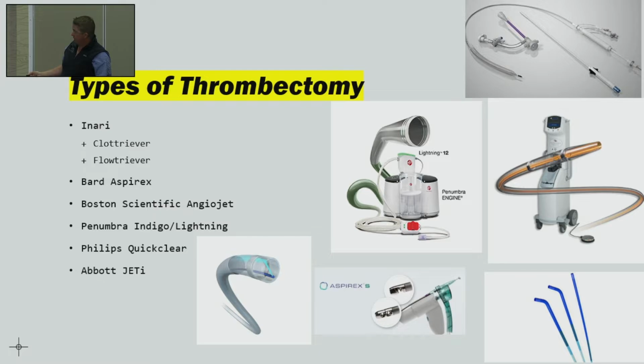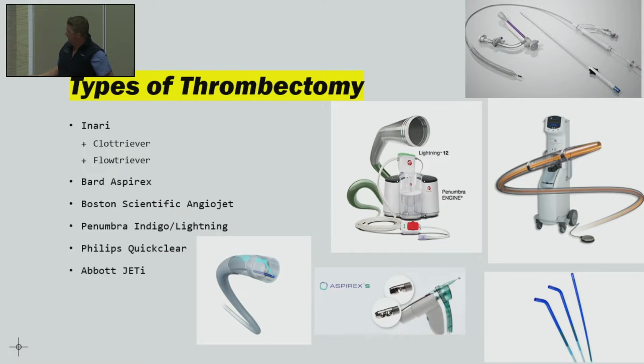This is a very simple device made by Philips. It's just a suction catheter, fairly similar to this, but it works fairly well for these sort of things. Aspirex is a device that's only recently been introduced to the United States. It was used in Europe for several years. Similar to AngioJet, except it just has mostly suction and doesn't have a power pulse type function, but it's a very simple, efficacious device.